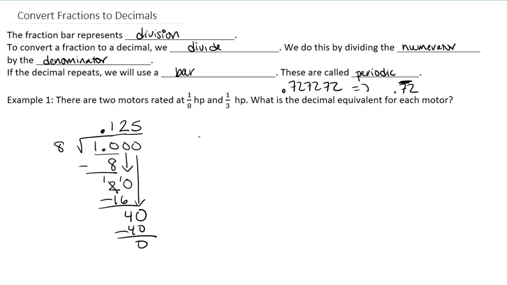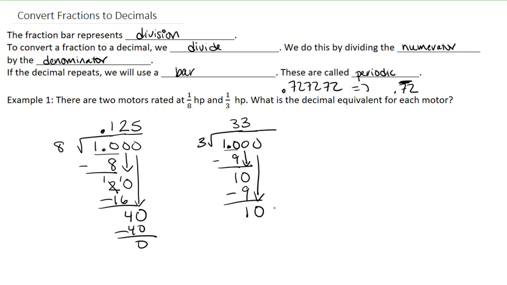So now, how many times can 3 go into 1? Let's add zeros. 3 can't go into 1, but it can go into 10 3 times. 3 times 3 is 9. We subtract. 10 minus 9 is 1. Next, we bring down the 0 to make it a 10. 3 can go into 10 3 times. 3 times 3 is 9. So we subtract. 10 minus 9 is 1.